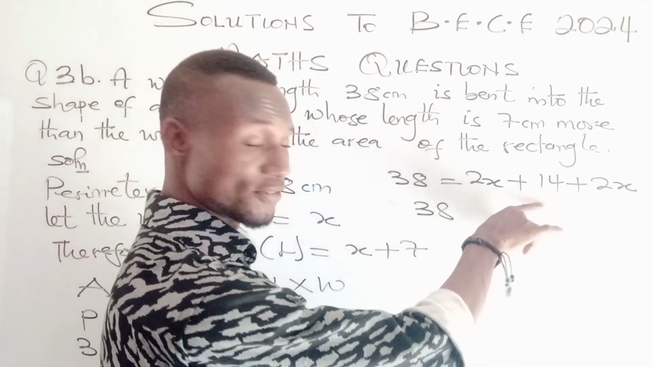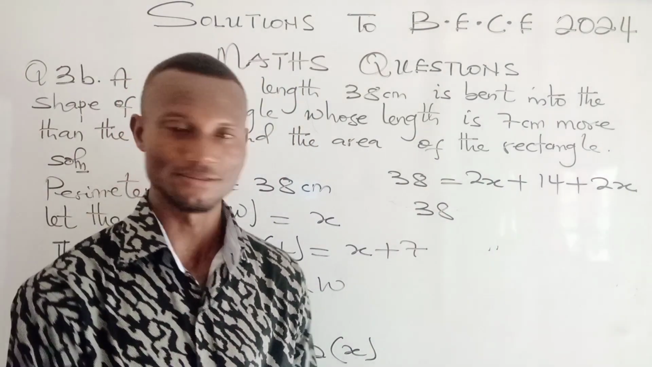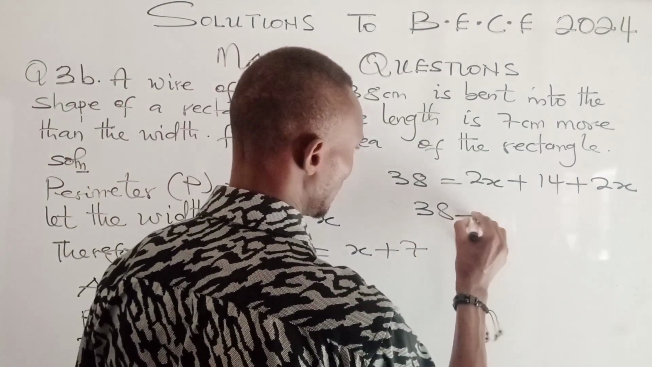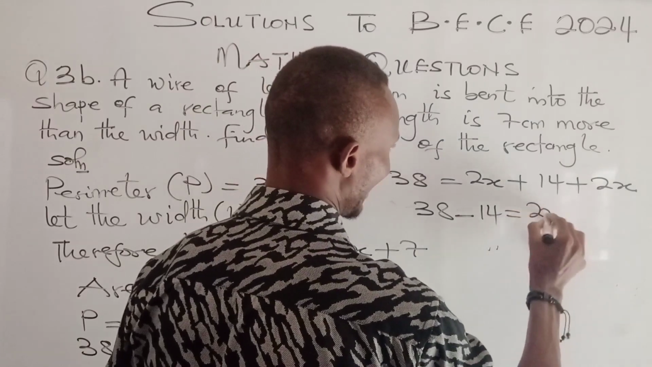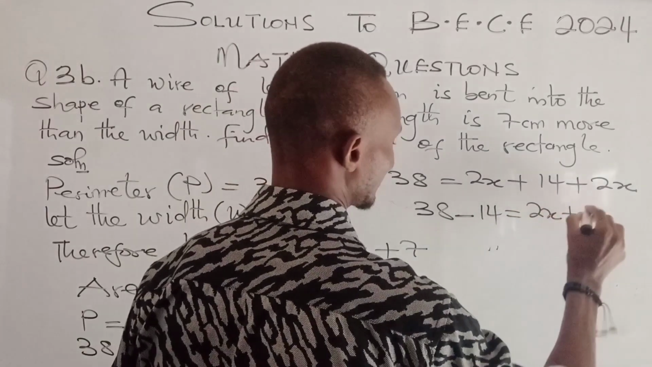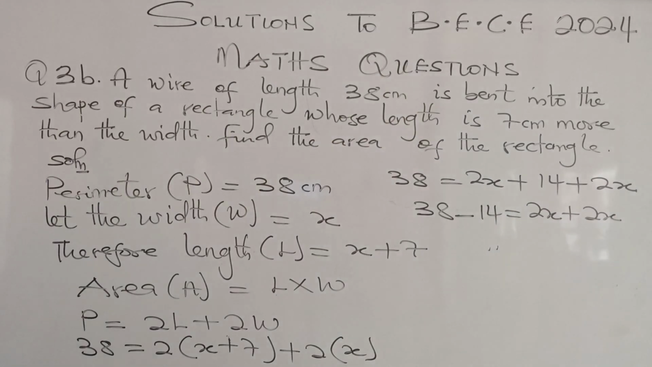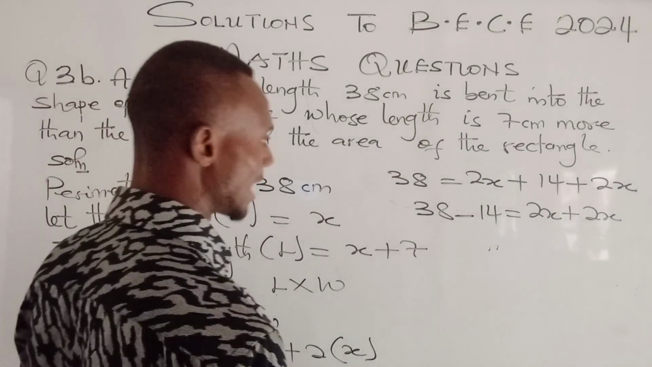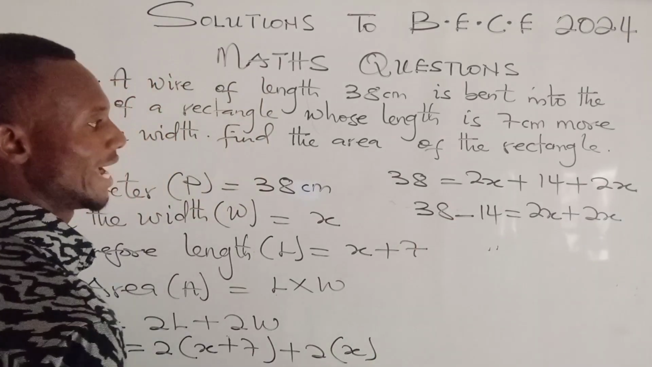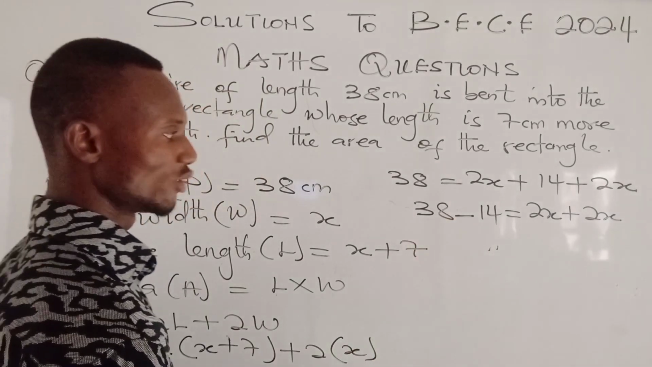We have positive 14 here. When it crosses the equal sign, it becomes negative. Okay, so I have 38 minus 14 equals to, then I have my 2s there, then plus this 2s, which is already there. And I hope you understand up to this point. Let's go ahead and simplify further. So I have 38 minus 14, which is going to give me 24.